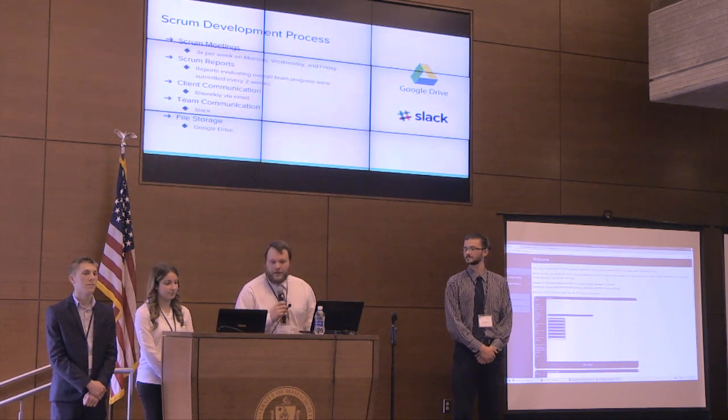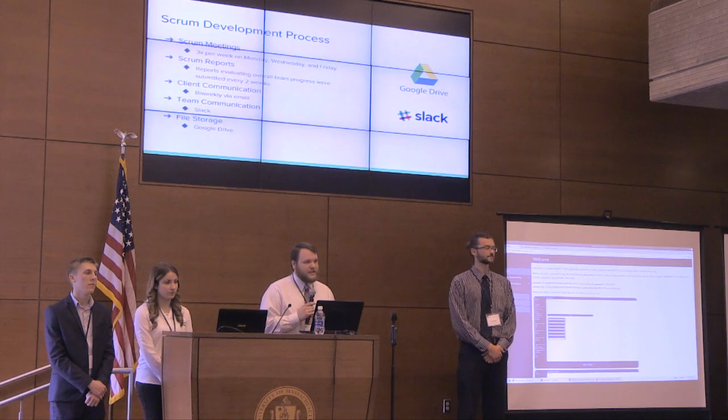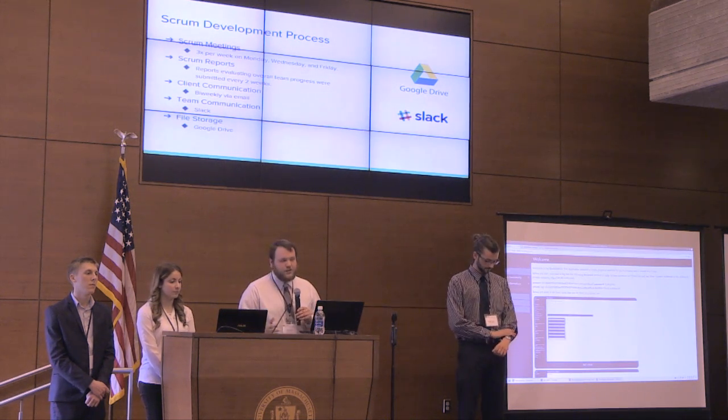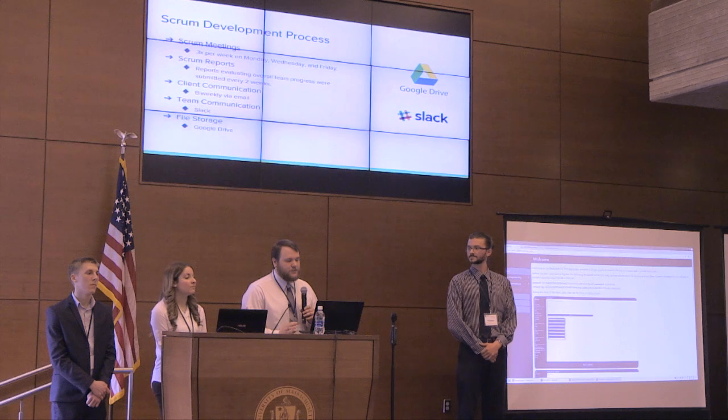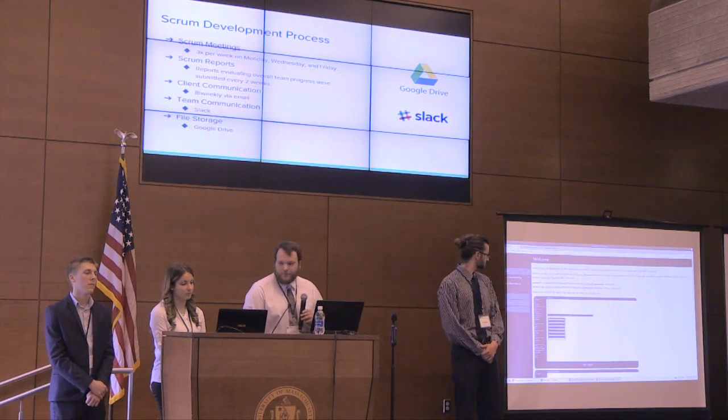Right. So our Scrum development process, we met 3 times a week. We had Scrum reports every 2 weeks, and usually our Scrum sprints were about a week, 2 weeks. We communicated on Slack, and we stored files on Google Drive. We used GitHub for version control as well.